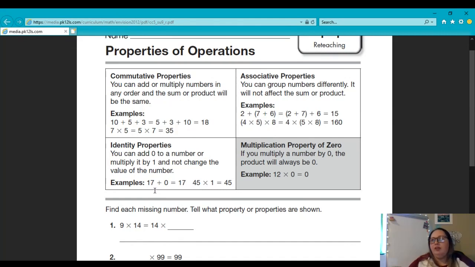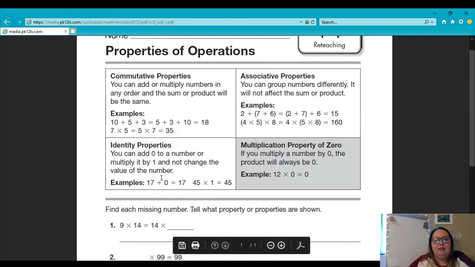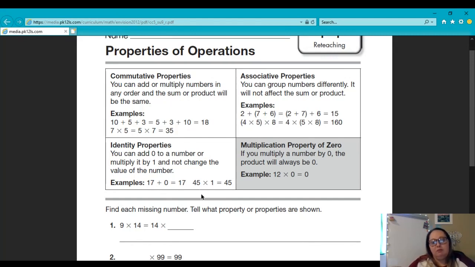You could do 1,421 plus 0 is still going to equal 1,421. And then the identity property of multiplication says any number times 1. So again, a million times 1 equals a million, 45 times 1 equals 45, 1,242 times 1 equals 1,242. No matter what you multiply by 1, it equals the same number. And then whatever you add 0 to is always going to be the same.